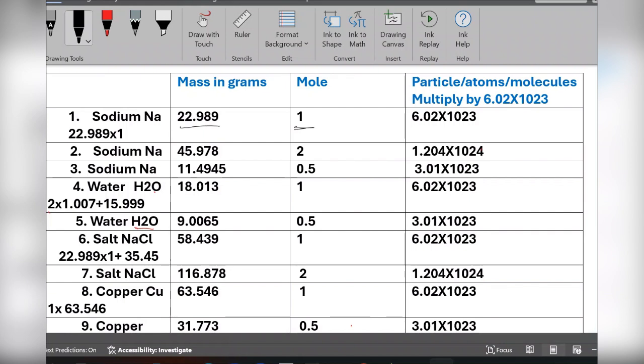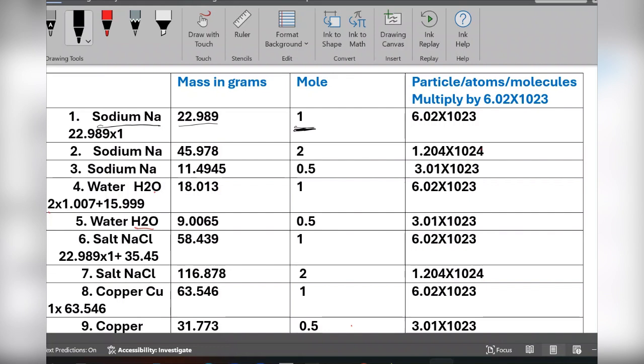Or if we start from, this is sodium. How many moles? 1. So what is the mass of sodium of 1 mole? So go to the periodic table. You see the mass of sodium, atomic mass, 22.989 gram. So that's our answer. 1 mole is equal to 22.989.